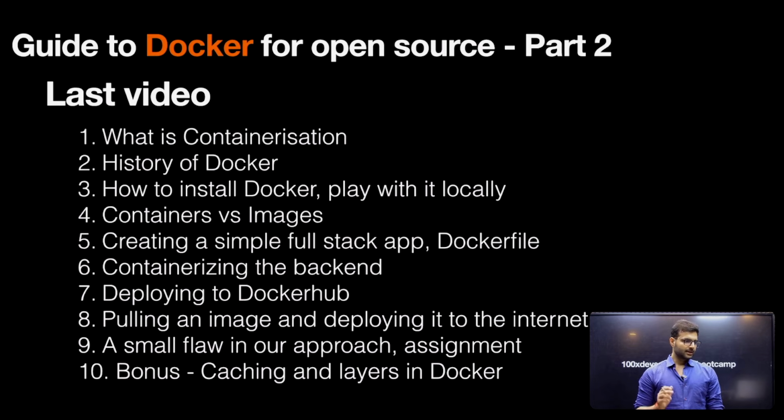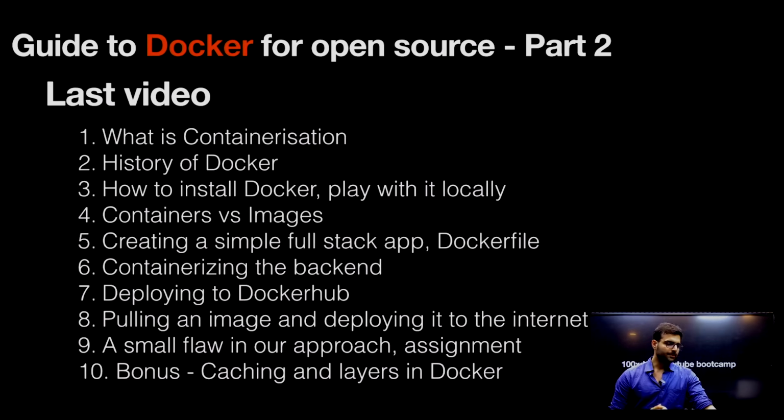Number 6, we containerized the backend. We deployed this image to Docker Hub. We understood what is Docker Hub, how does Docker make money, and how you can deploy your images there. We pulled the Docker image onto an EC2 AWS machine of mine and we started that Docker image there. I urged you to run the same command on your own machine and you would be able to see the code running on your local machine.